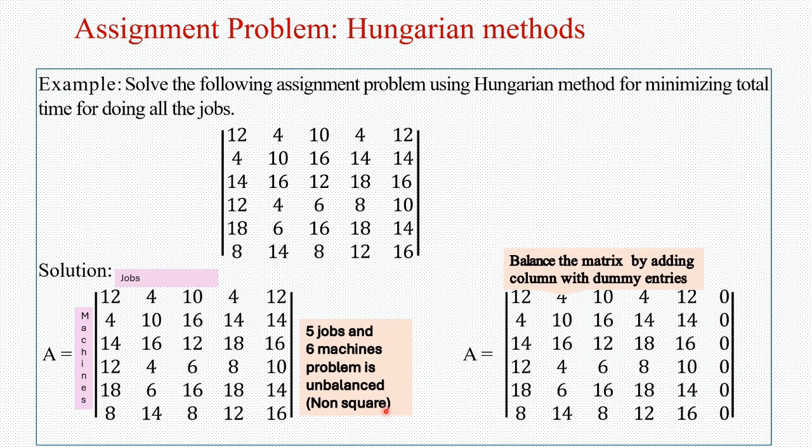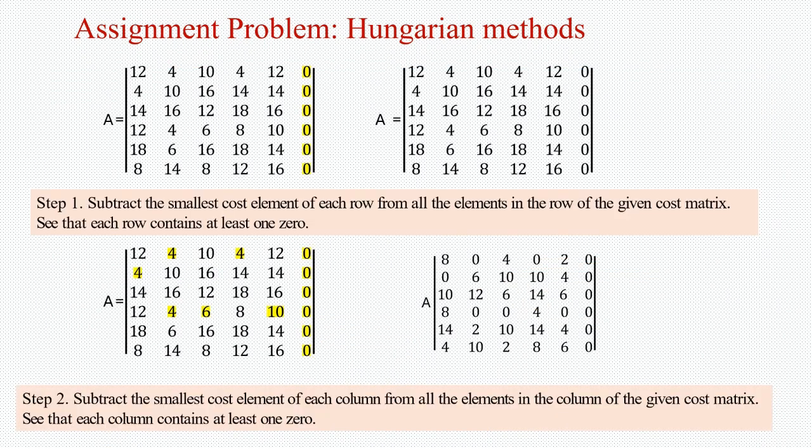The problem is unbalanced, that is, non-square. Balance the matrix by adding a column with dummy entries. Now the matrix is of order n equal to 6. Step 1. Subtract the smallest cost element of each row from all the elements in the row of the given cost matrix. See that each row contains at least one zero. Here the smallest element in all rows is 0, so the matrix remains the same. The matrix obtained is this.